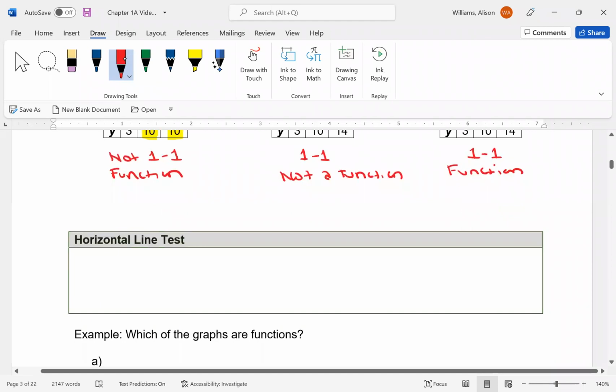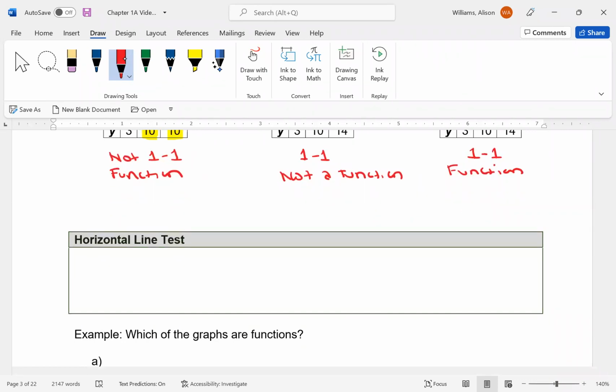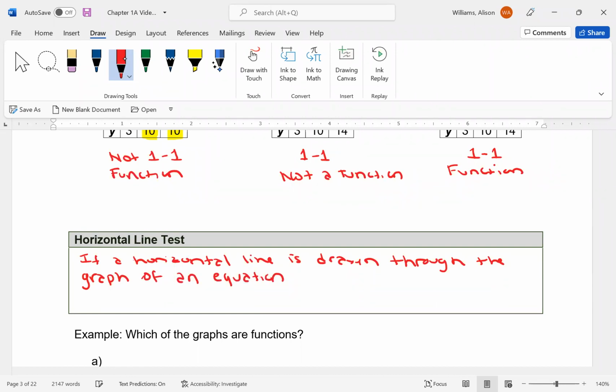Okay, one-to-one basically leads us right into the horizontal line test. So the horizontal line test, just like the vertical line test, is if a horizontal line is drawn through the graph of an equation, and it touches only once, then it is one-to-one. It is possible to talk about things as being one-to-one, separate from them being functions.